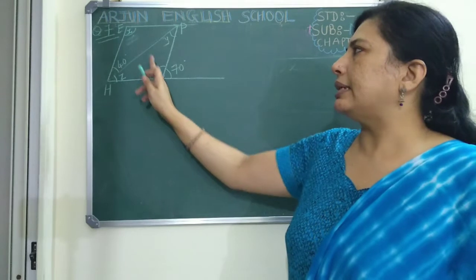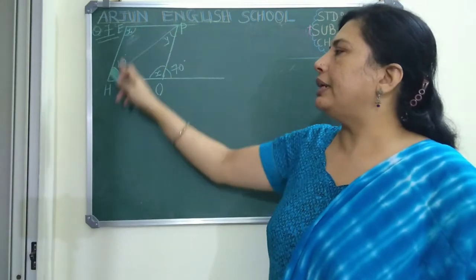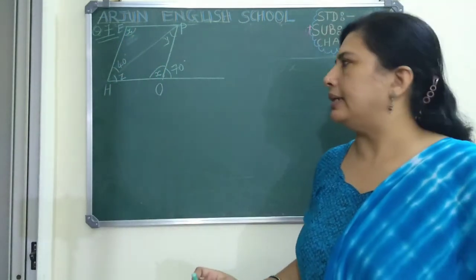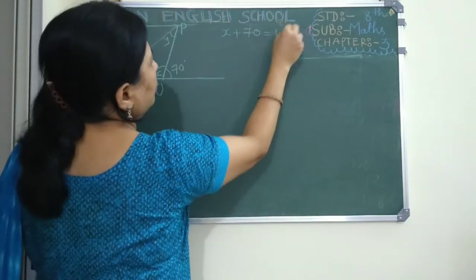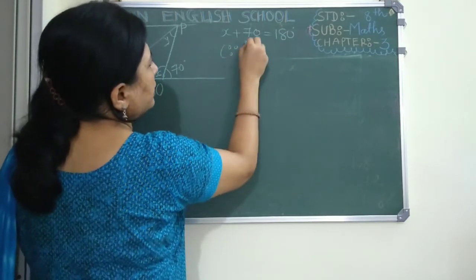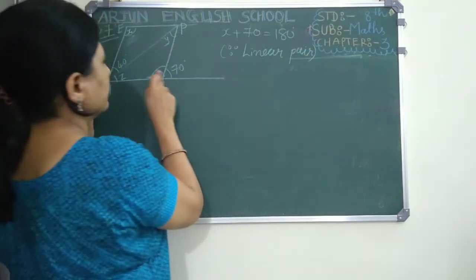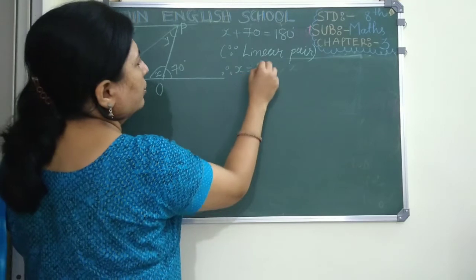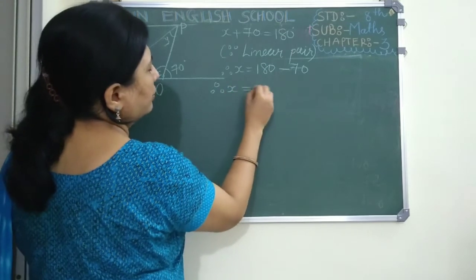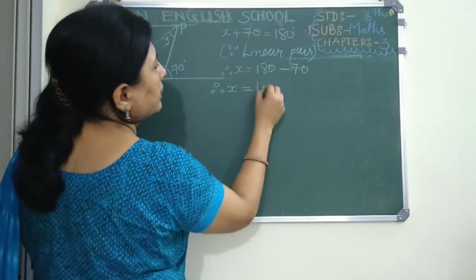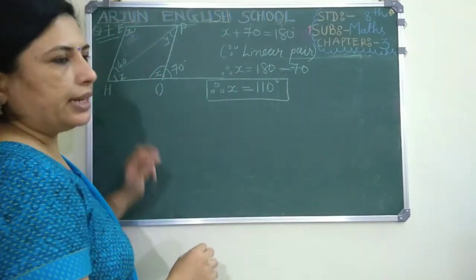Whatever measure will be x, then we will get the measure of this angle. And for z, we need to use the property of adjacent angles. Let us see. x plus 70 is equal to 180. I am using here linear pair. Therefore, x is equal to 180 minus 70. Therefore, x is equal to 110. So, both these angles are 110.